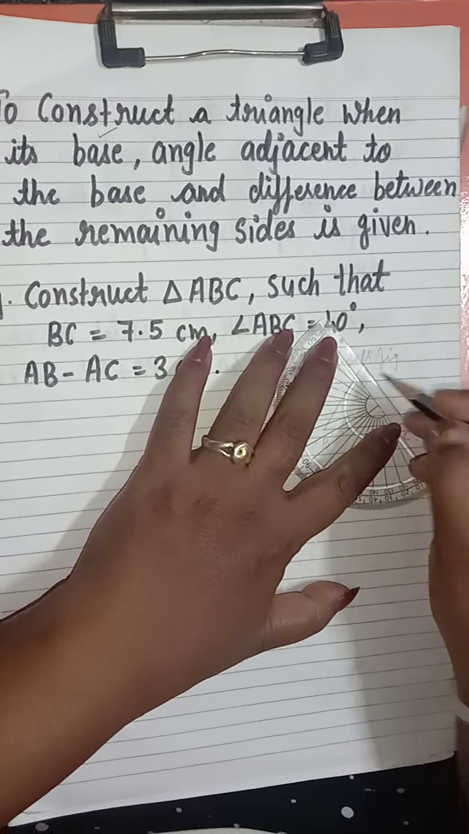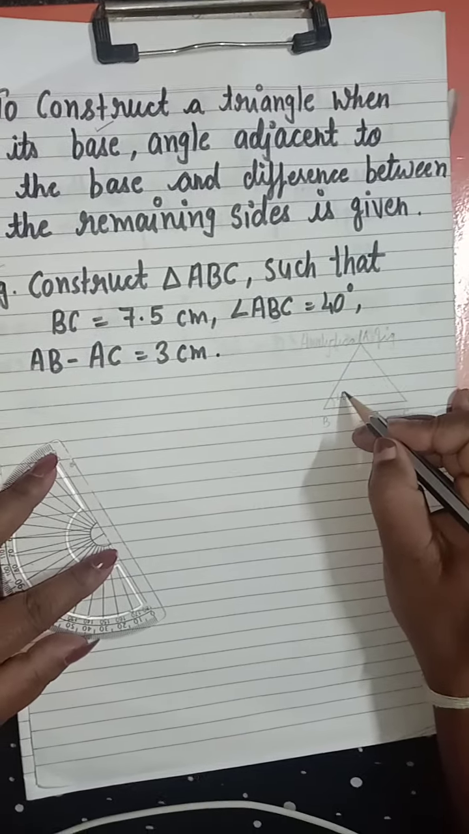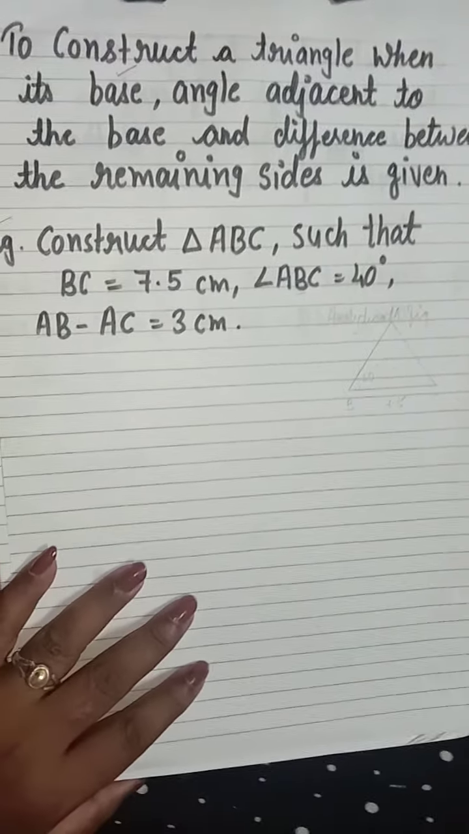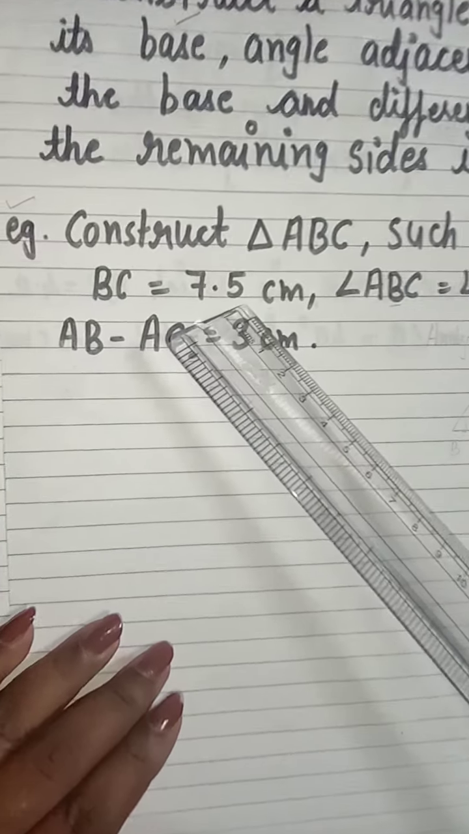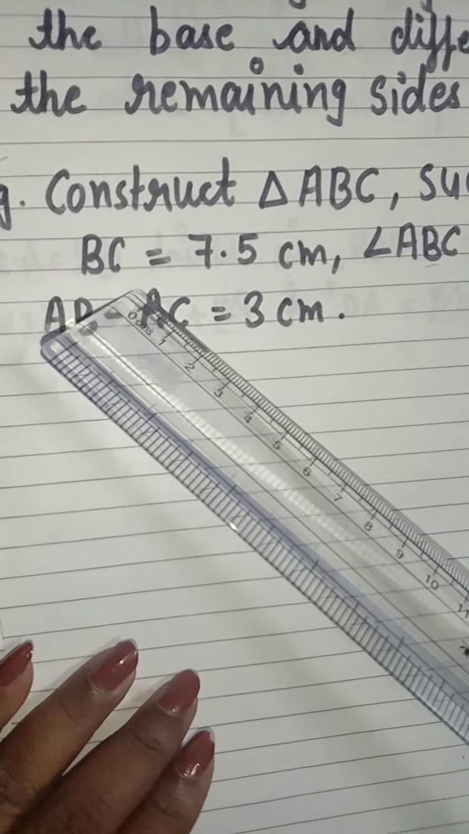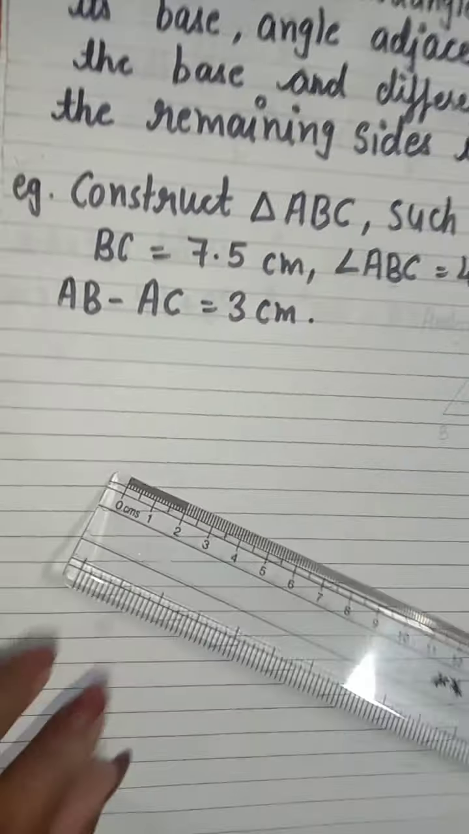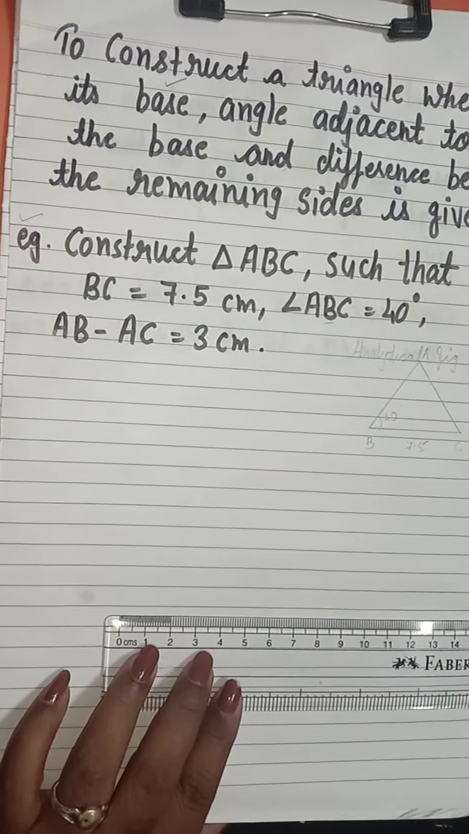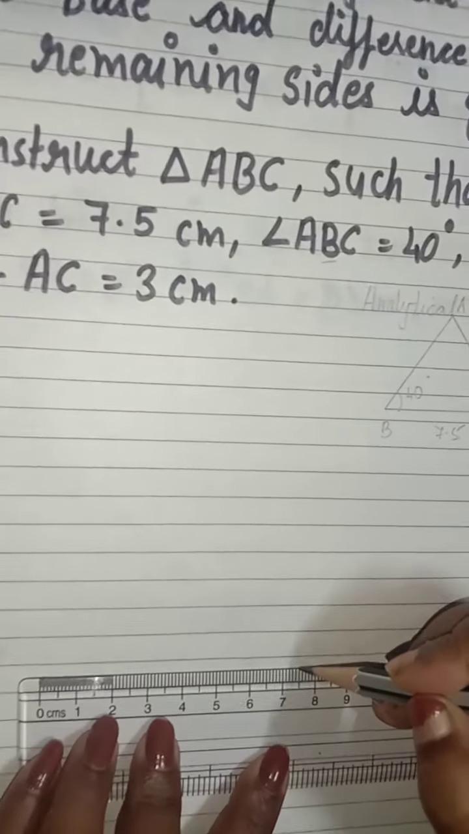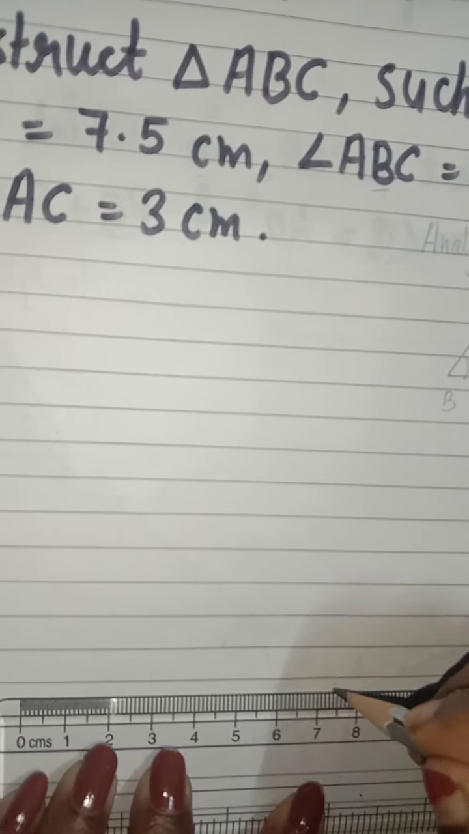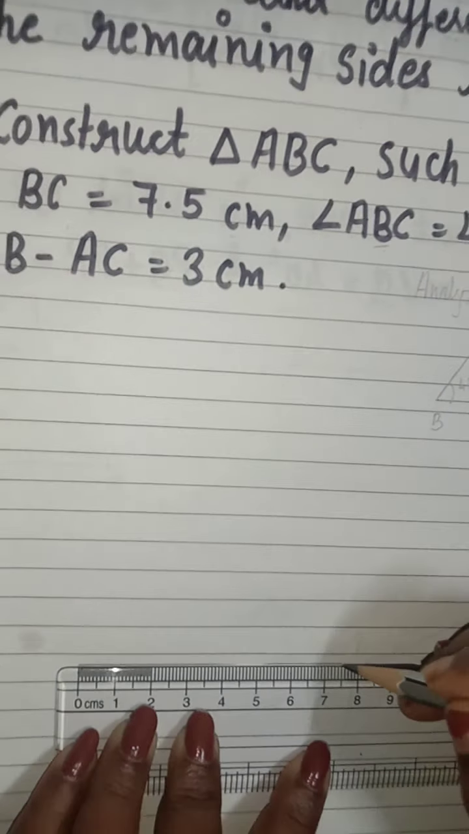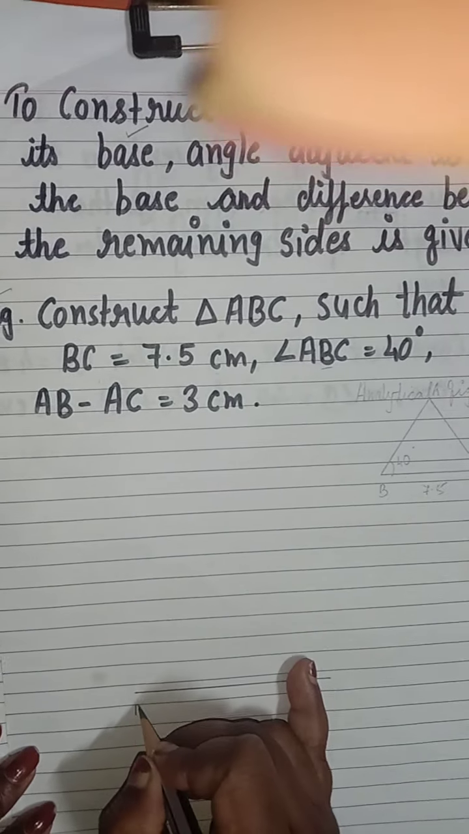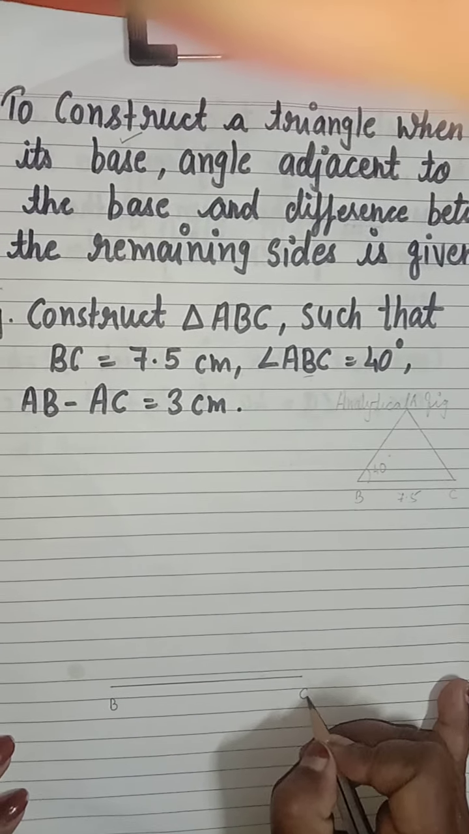Now I am going to draw the fair figure. For the fair figure, we'll take base BC equal to 7.5 centimeter. So you can see that I am taking the base here, 7.5. And I will write the names also here: B, this is C.